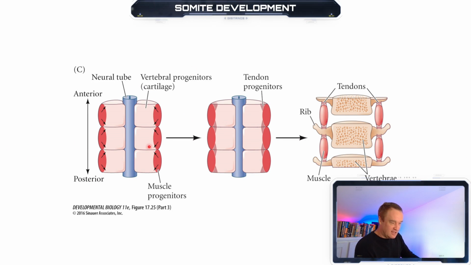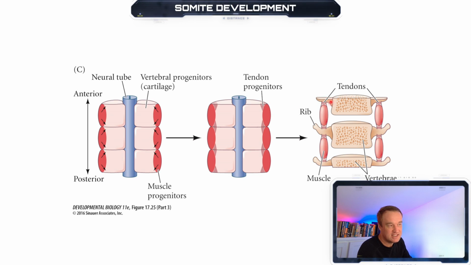All right, and lastly, this is the last slide. Like I said, I'm trying to keep it within our normal time frame here. So we have our neural tube developing, the anterior, posterior. We have the vertebral progenitors here, which will become cartilage, and the muscle progenitors. And you can see the tendon progenitors in between here.